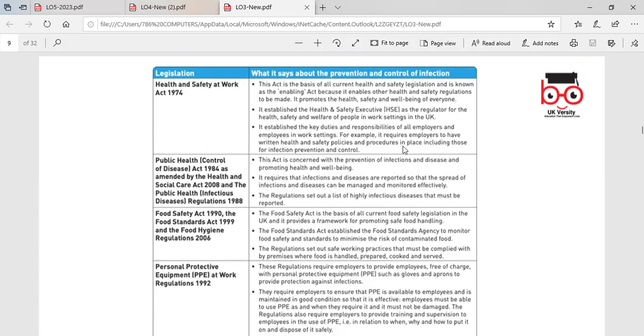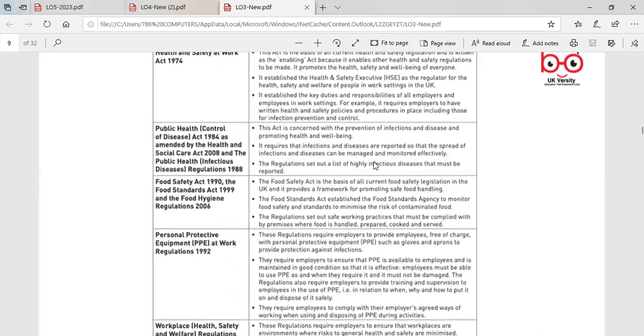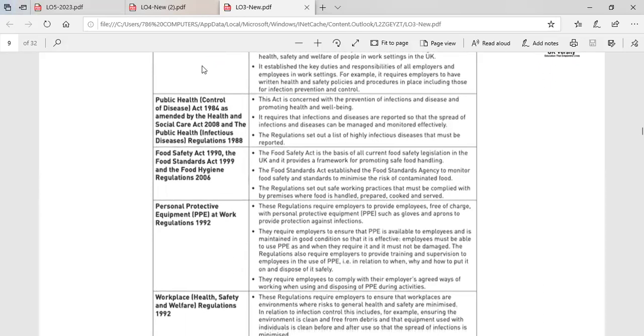The key duties and responsibilities were established for all employers and employees in work settings, and it requires employers to have a written health and safety policy and procedure in place, including those for infection prevention and control. Public Health Act in 1984, amended by the Health and Social Care Act 2008 and the Public Health Regulations in 1988. So this act is concerned with prevention.